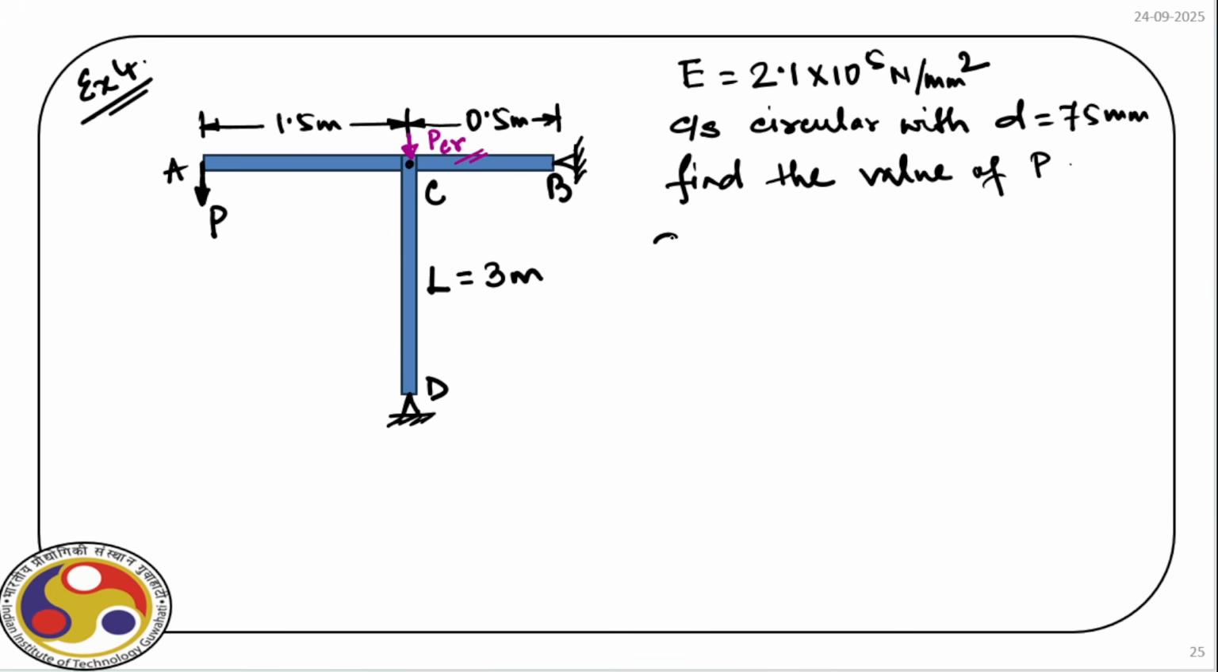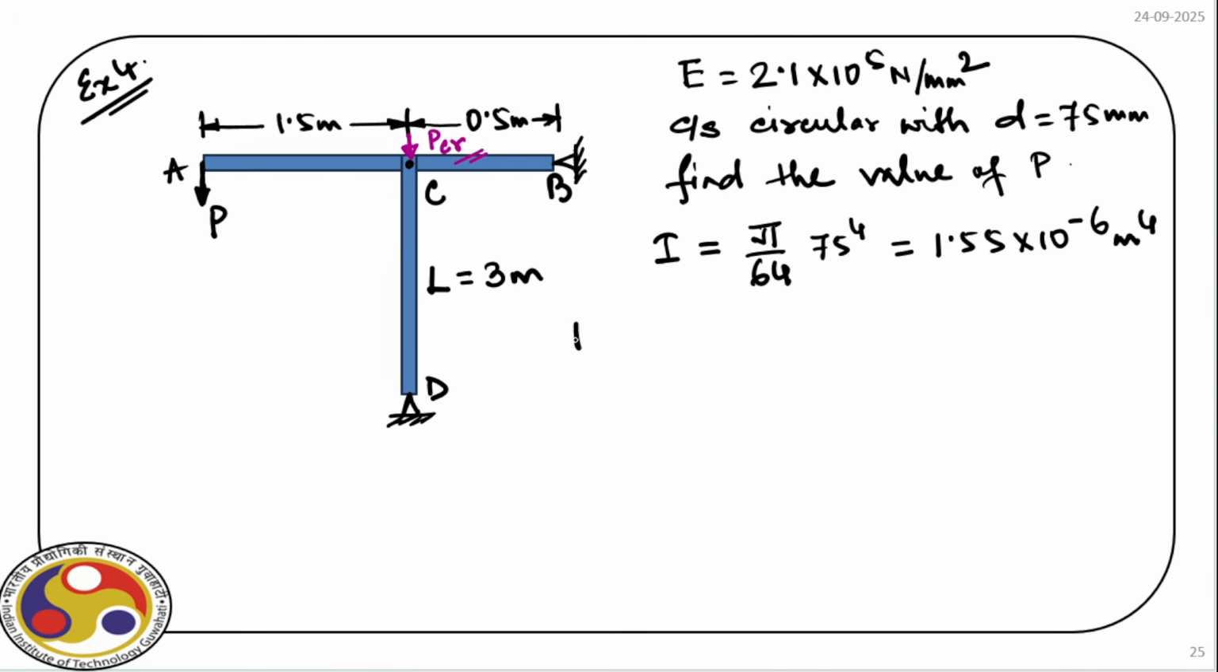So let us first find out I. It's a circular cross section, so we have pi by 64 times D to the power 4. D is 75. So the value, if we convert it into meter, is 1.55 into 10 to the power minus 6 meter to the power 4. Okay.